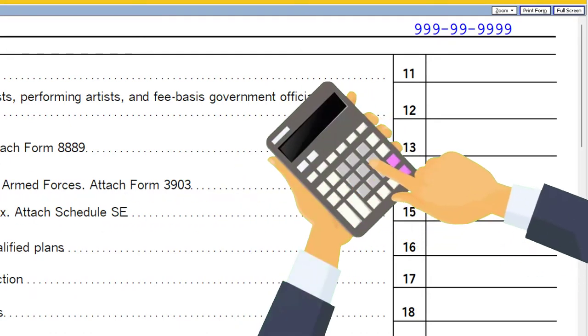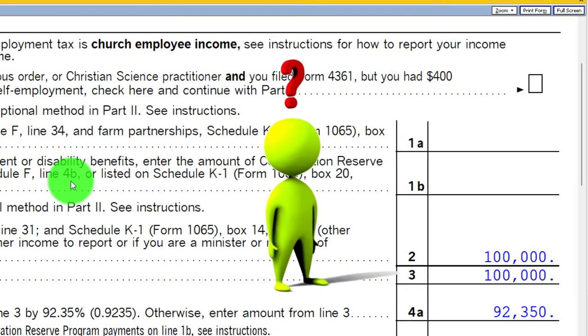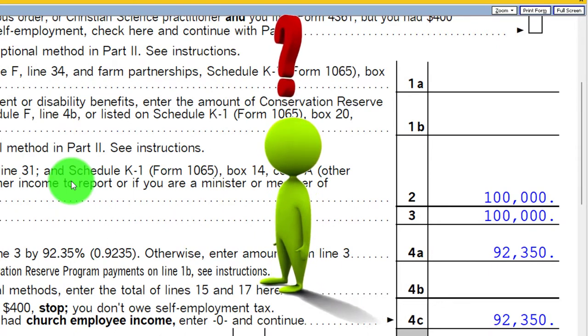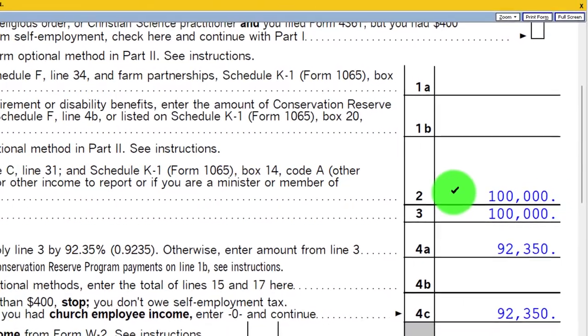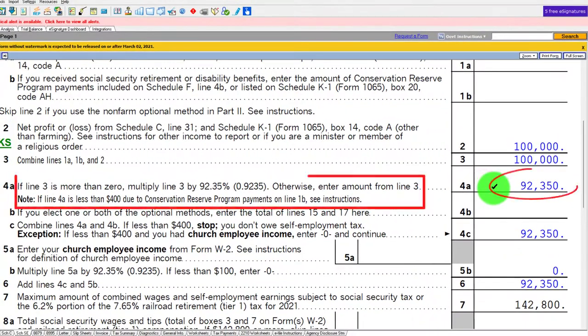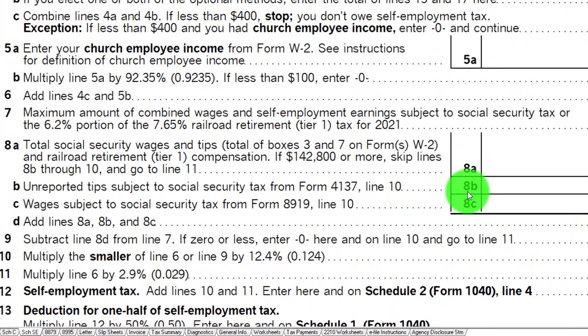So now let's go to the calculation for the Schedule SE, the self-employment, just to see, okay, what is this calculating at? Just a brief look at it. You can go through the schedule in more detail, obviously, here. But we see the $100,000, in essence the net income from the Schedule C. And then we see here that we're going to take, if line 3 is more than 0, multiply line 3 by 92.35 percent, or 0.9235, otherwise enter the amount from line 3. So we're multiplying it by this fraction. And then in essence, I'm going to jump down here, because there is a Social Security cap that we have to deal with as well at the 142.8.